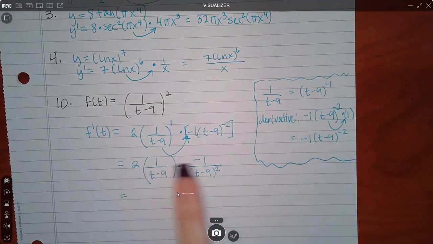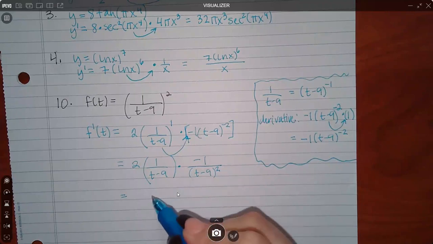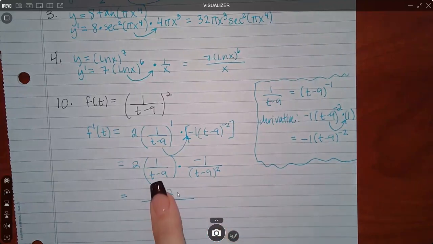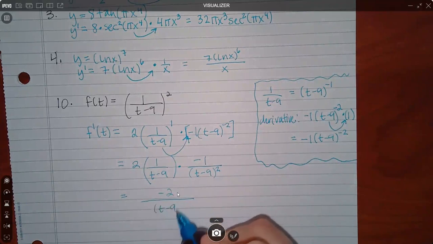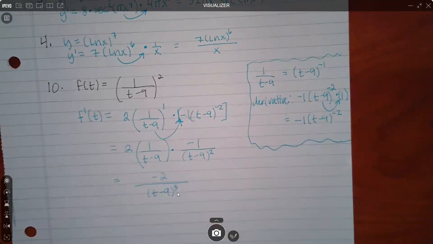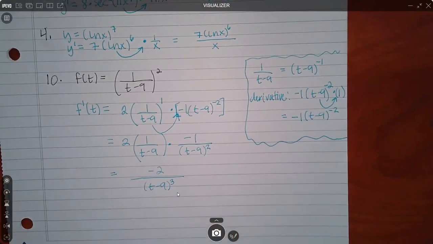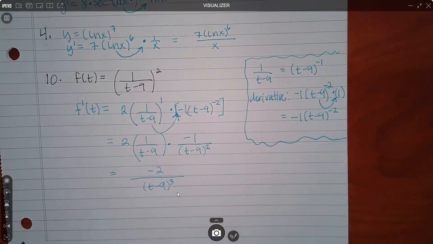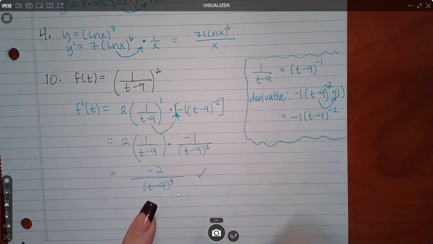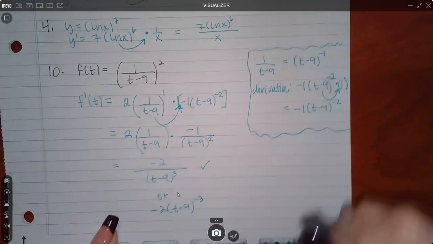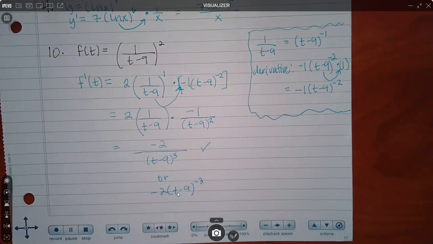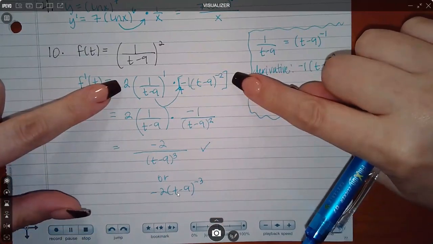So what's 2 times 1 times negative 1? And then what about t minus 9 times t minus 9 squared? On the test, it will say simplify as much as possible. Now, that means that this would be an acceptable answer, or even this would be an acceptable answer, and it's not necessarily in a fraction, okay? So both of those would be perfectly fine. But to leave it like this, this would not be simplified, right?